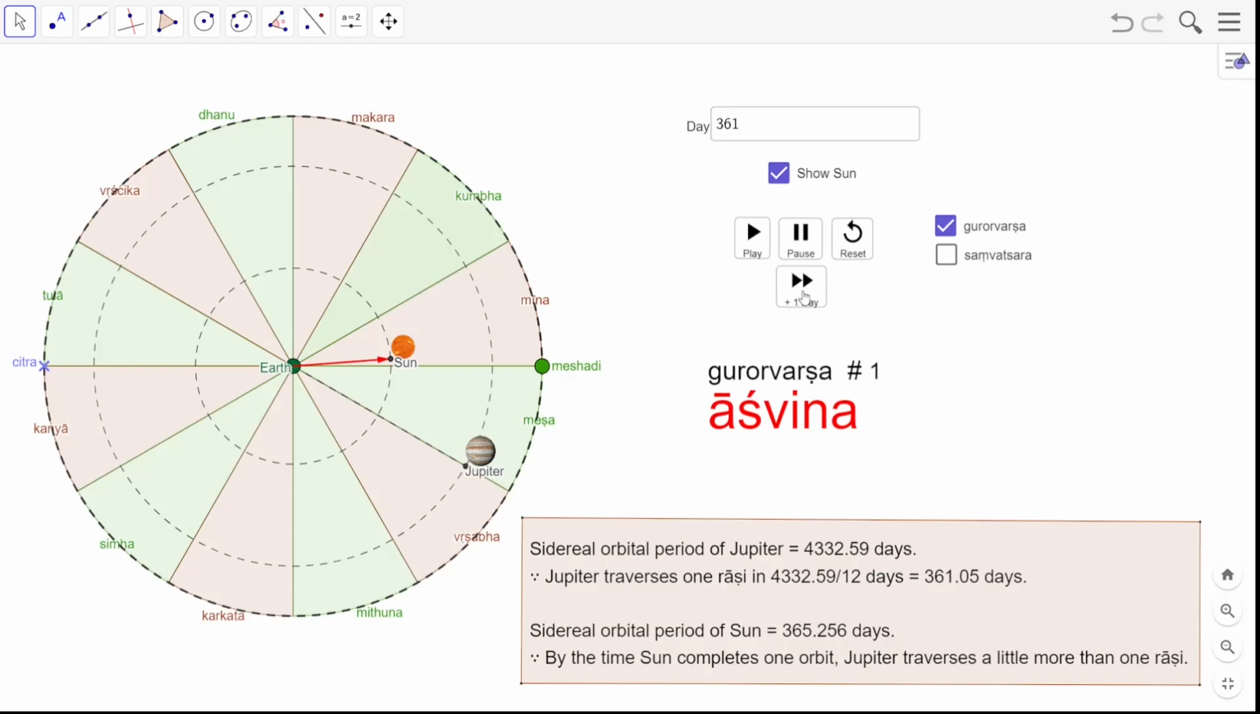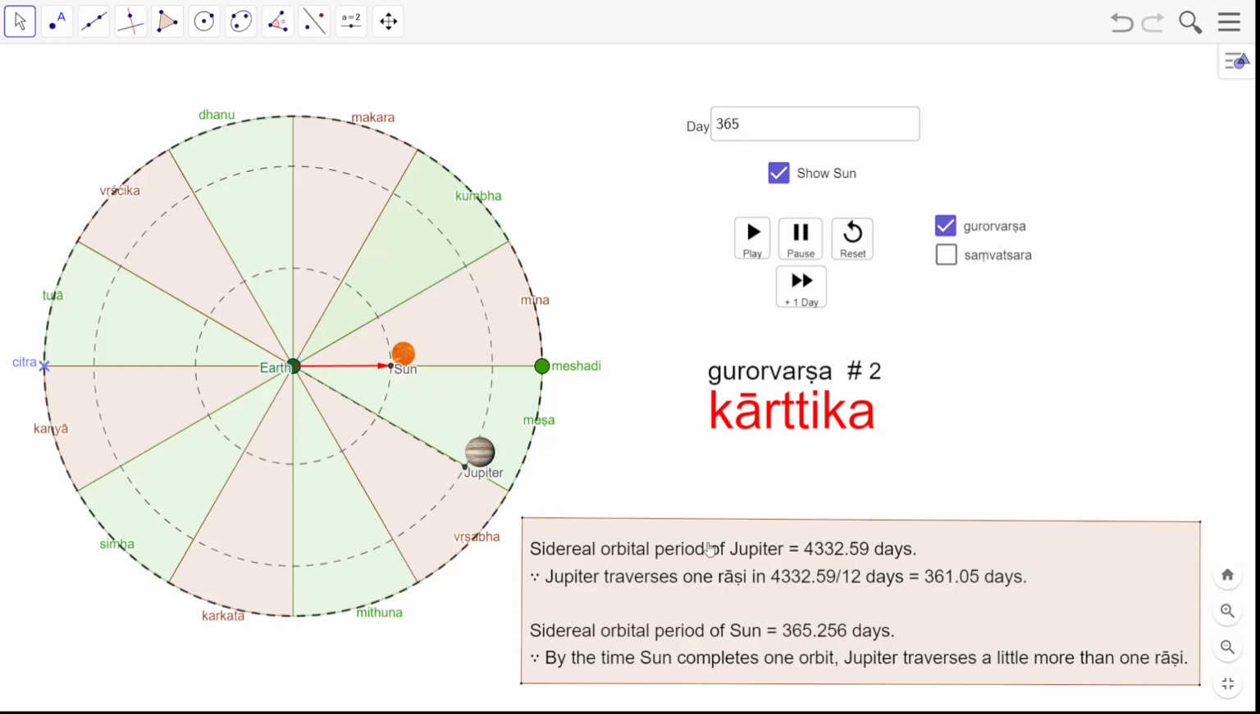And yet you will see, if I move four more days, so right now the Sun has not completed its orbit. Sun started here, aligned with Mesha. It went through one full orbit. It's almost come back, not yet. So let me go four more days. 1, 2, 3, 4. Now Sun has come back and completed its orbit.